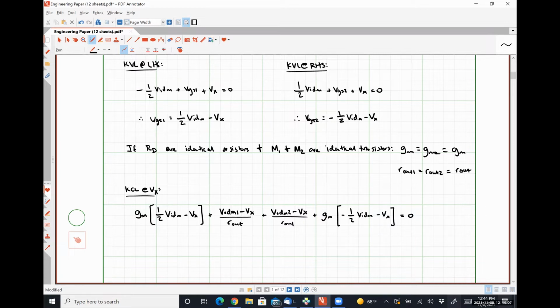Is everybody okay with this thus far? Okay. So I can lump together some like terms. But the first thing that we can observe is that we have a factor of GM times 1/2 VIDM right here, and then we have a factor of negative GM times 1/2 VIDM on the right-hand side. And so those two guys cancel each other out. So this guy goes away when those two bits get added together. And so what I am left with, so let's see, how am I going to do this?